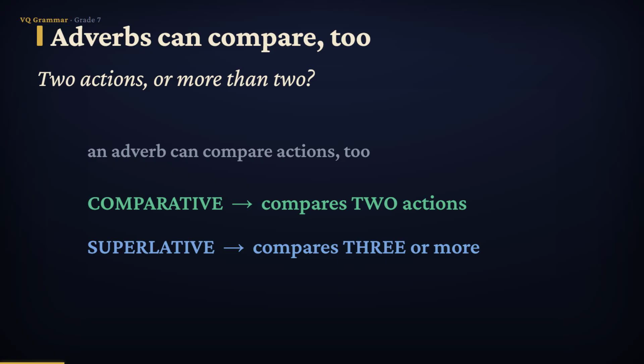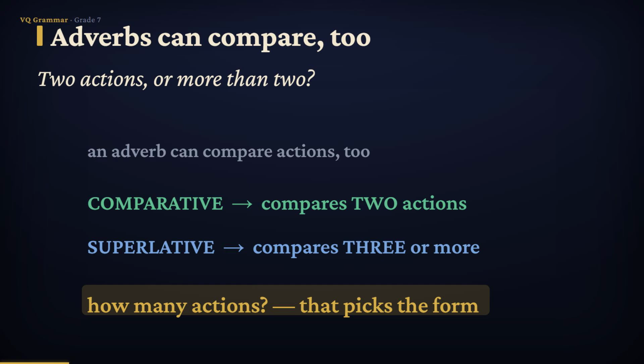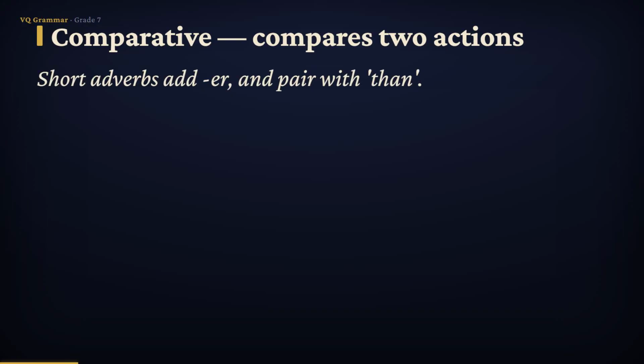So the first thing you do is ask a simple question. How many actions am I comparing? That single question picks the form for you. Let's look at each one up close. Let's start with the comparative form, the one that compares two actions. Look at this sentence. Ravi ran faster than Leo. We're weighing two runners against each other, so we use the comparative.